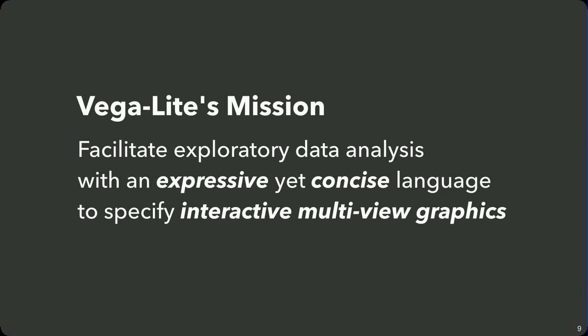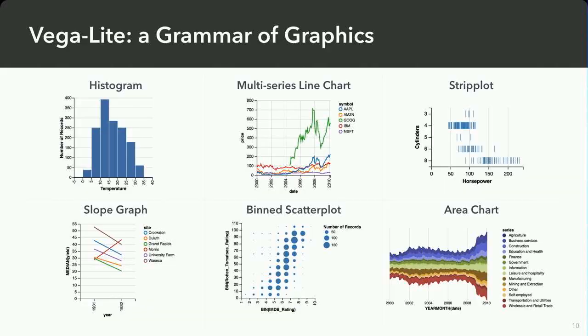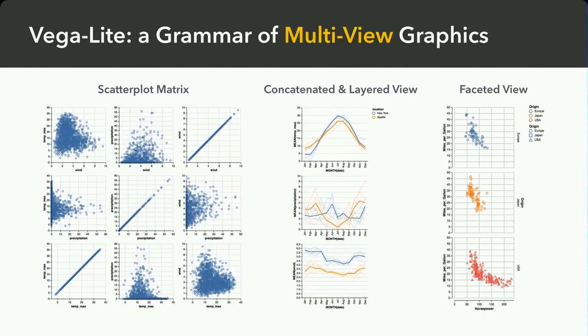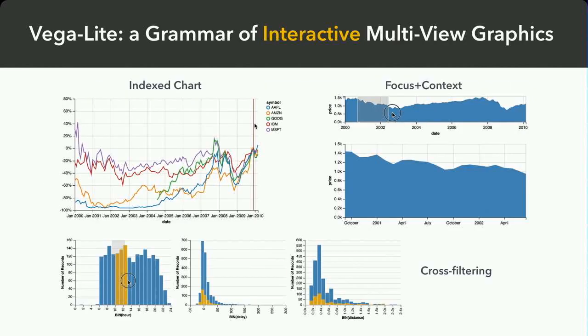In designing Vega-Lite, our mission is to facilitate exploratory data analysis by providing an expressive yet concise language to simplify interactive multi-view graphics. Inspired by these previous languages, Vega-Lite provides a concise language to express a broad range of visual encodings. In addition, Vega-Lite goes beyond these traditional grammars of graphics by providing operators for composing multi-view graphics. We also present building blocks for composing interactions using selections. With Vega-Lite, all of these building blocks are available in a single unified language.